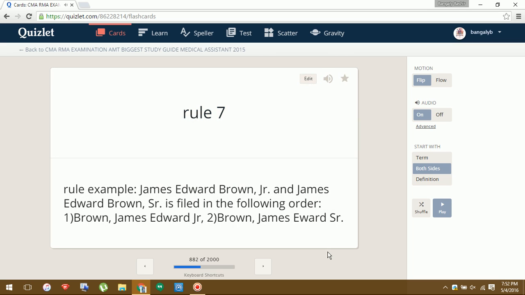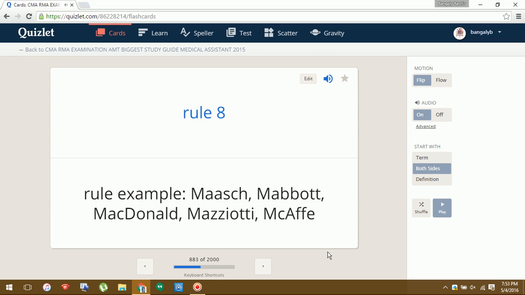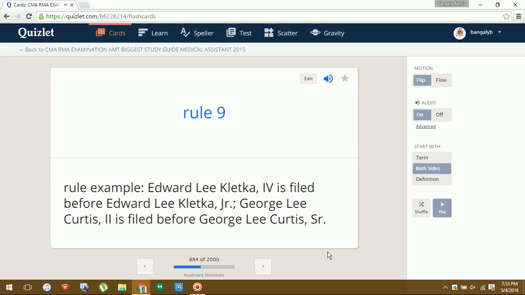Rule 7. Rule example: James Edward Brown Jr. and James Edward Brown Sr. are filed in the following order: 1. Brown James Edward Jr. 2. Brown James Edward Sr. Rule 8. Rule example: Mosh Mabud McDonald, Matsuti McCaff. Rule 9. Rule example: Edward Lee Klitka 4 is filed before Edward Lee Klitka Jr. George Lee Curtis 2 is filed before George Lee Curtis Sr.